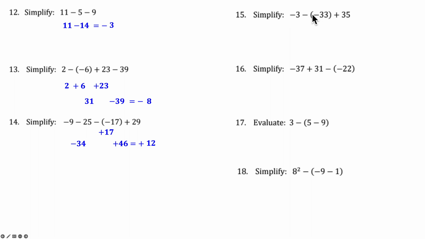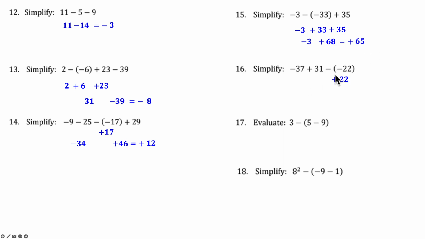We got 2 minus signs here, minus a negative. That becomes a plus 33. Combine the two positives. That's going to be a positive 68. Then with the negative 3, we're going to have a positive answer, 68 minus 3, positive 65.